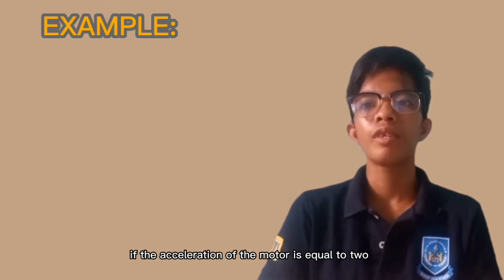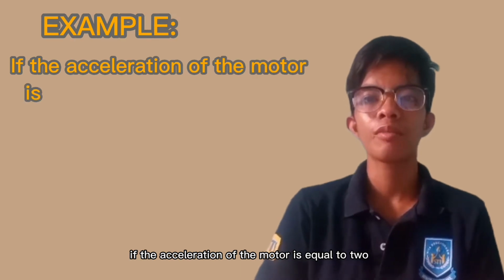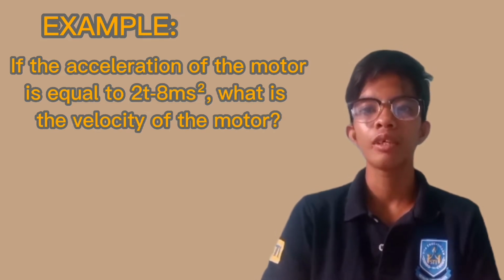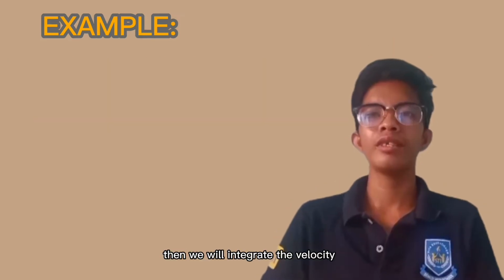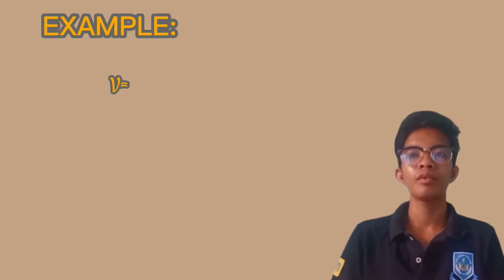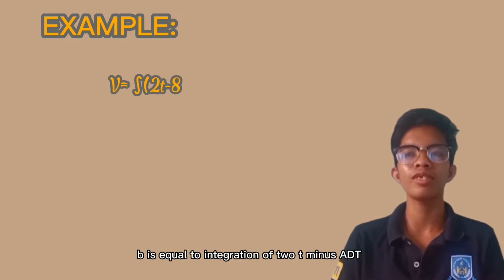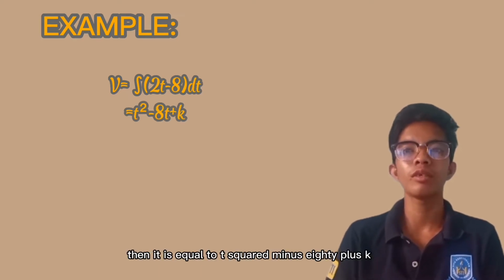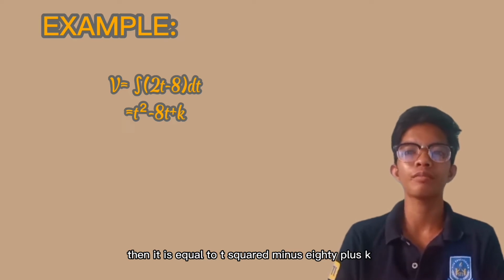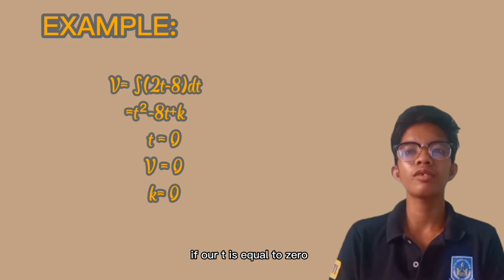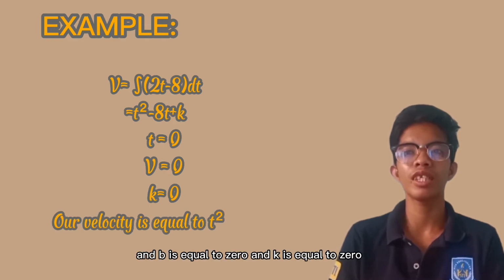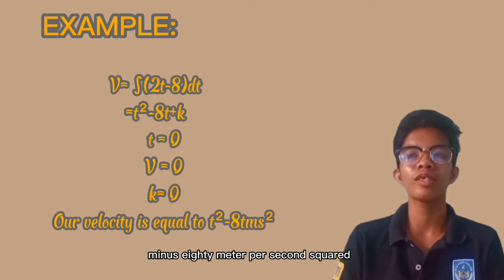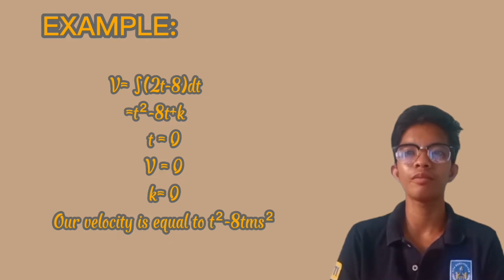Example: if the acceleration of the motor is equal to 2t minus 8 meters per second squared, what is the velocity of the motor? Then we will integrate the acceleration. V is equal to the integral of 2t minus 8 dt. Then it is equal to t squared minus 8t plus K. If our t is equal to 0, and v is equal to 0, then K is equal to 0, so our velocity is equal to t squared minus 8t meters per second.